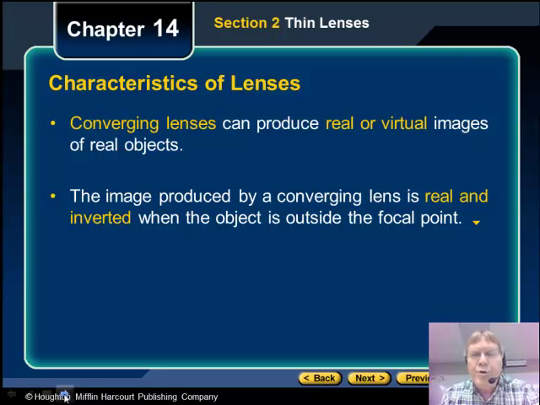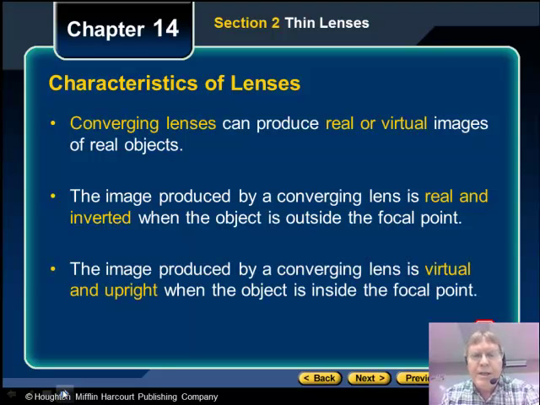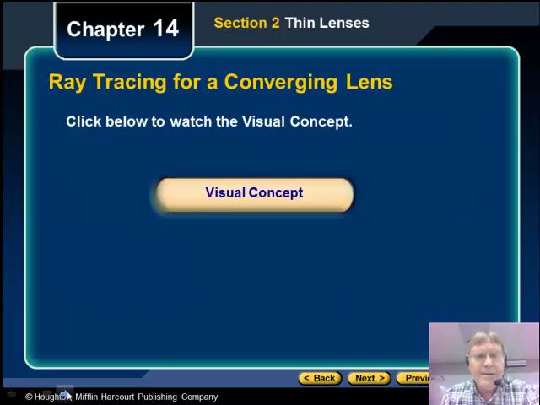The image produced by a converging lens is real and inverted when the object is outside of the focal point. In other words, if the object is beyond the focal point, the image is going to be real and upside down. When the object is at or inside the focal point, the image formed will be virtual and upright, and that is the way a magnifying glass works. We'll take a look at that in class.